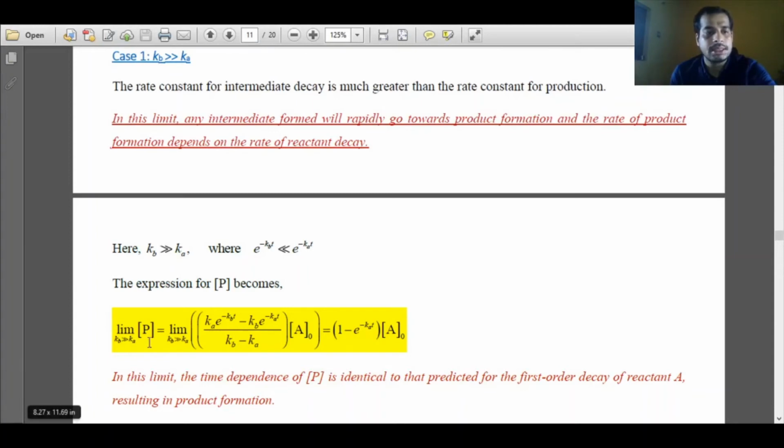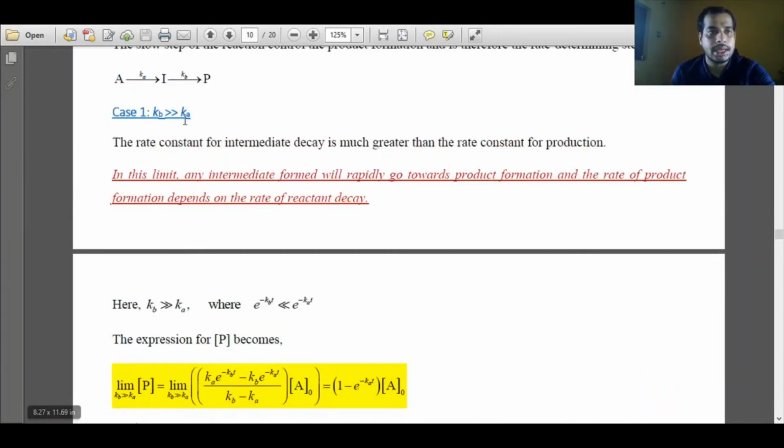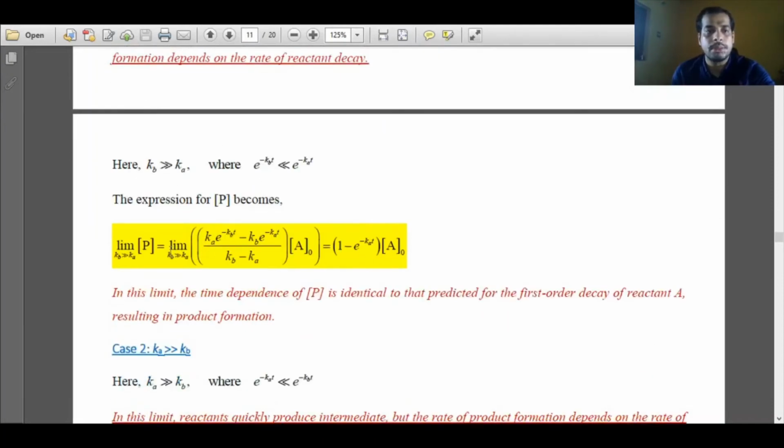And what happens is the product concentration follows a first order kind of decay expression, identical to that predicted for first order decay of reactant A. That is the product formation. As I said, when Kb is much larger, the intermediate will immediately form product P. So the formation of product P will only depend upon Ka and will follow first order decay kinetics. So here also, the product concentration depends only upon Ka when Kb is much larger than Ka.